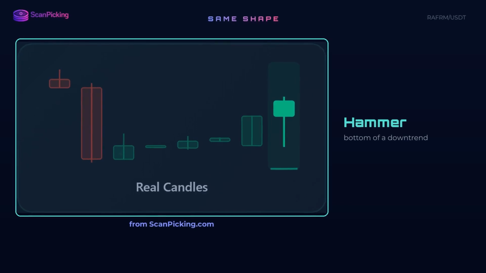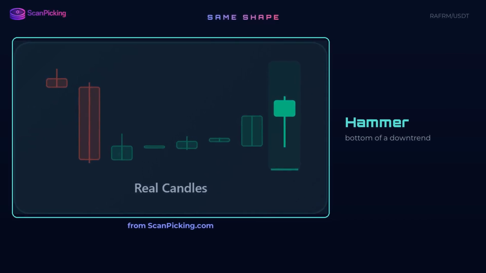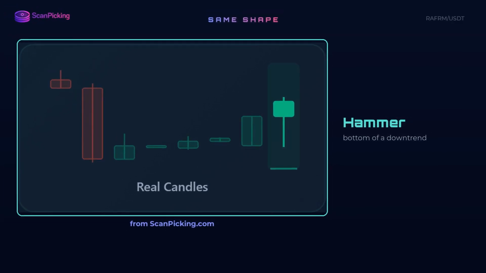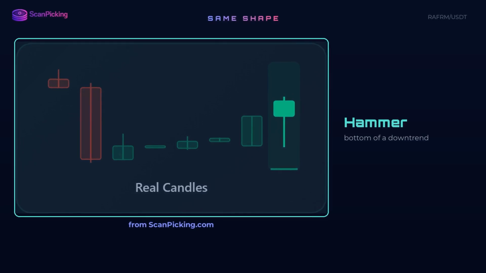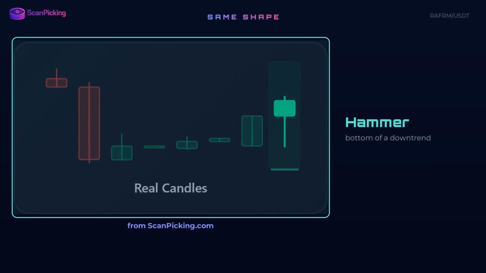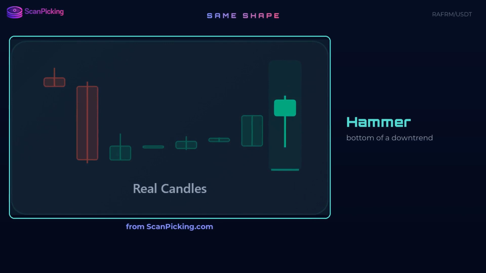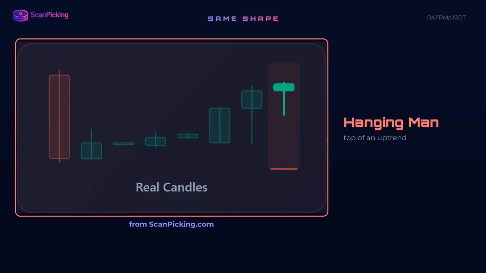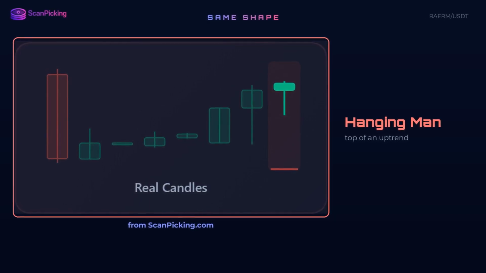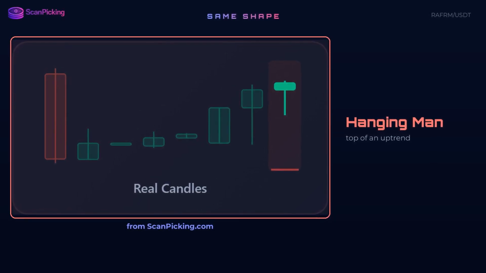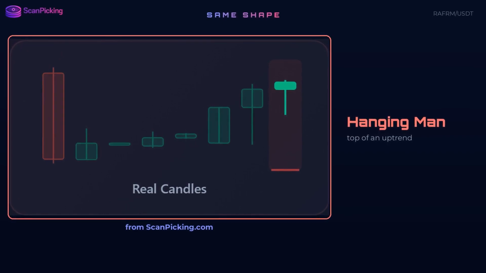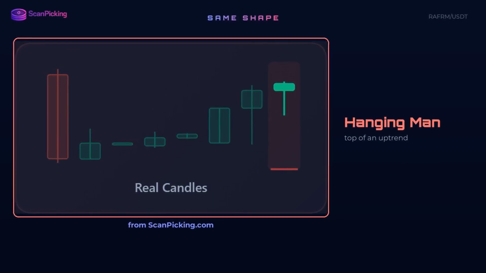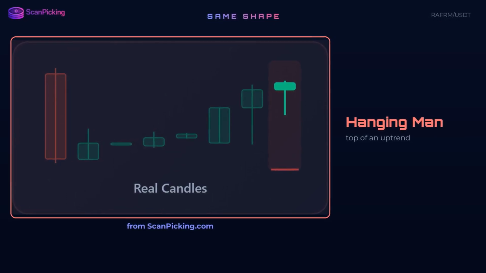Small body at the top of the range, long lower wick. This exact shape has two names. At the bottom of a downtrend, it is a hammer. Sellers pushed hard, buyers reversed the move, and it reads as a bullish reversal. At the top of an uptrend, the very same candle becomes a hanging man. A bearish warning, because those same sellers appeared while the trend was up. Same asset, two time frames. Nothing was edited, this is the page as it is served.